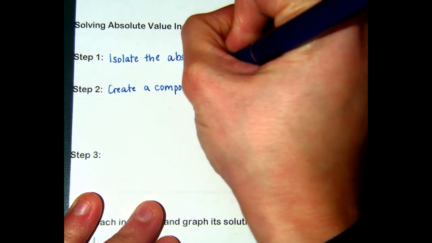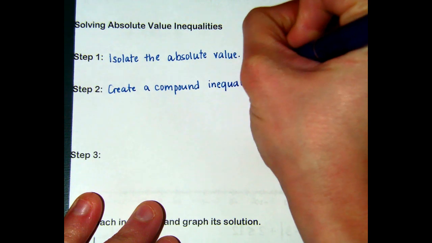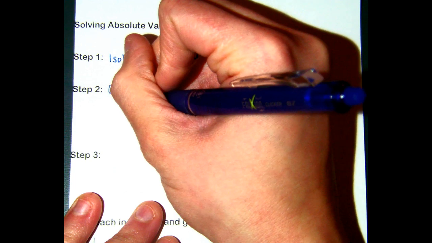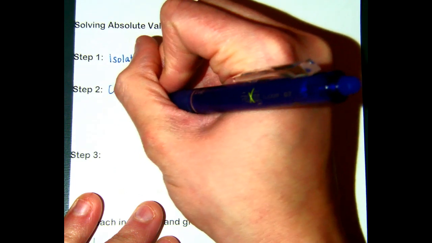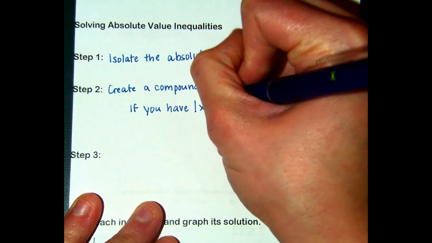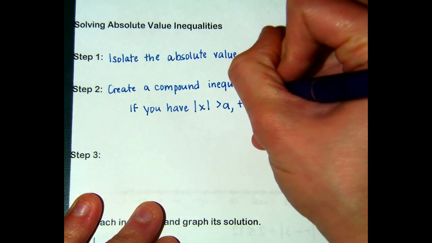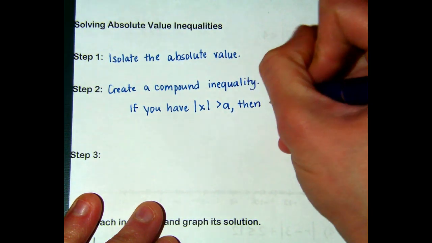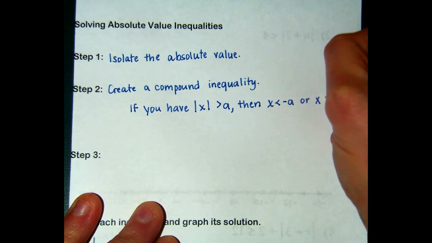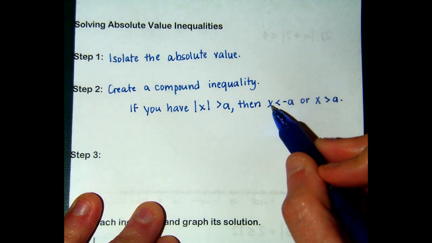In a compound inequality, you will either have an and or an or. Here is what you have to decide. If you have x, whatever's inside, is greater than your number, let's say a, then we're going to set up an or, where x is less than negative a, or x is greater than a. A is the number, x is whatever's inside the absolute value.